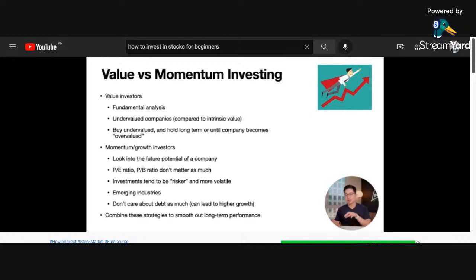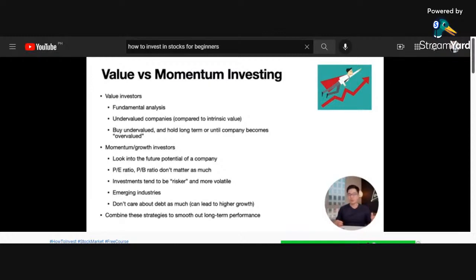On the other hand, you have momentum and growth investors. So these are traders that don't really care so much about all the fundamentals of the company. They don't care if a company could be overvalued in a sense. Rather, they are looking at the future potential of that company. So things like PE ratio, PB ratio, they don't matter as much. These investments tend to be riskier and a little bit more volatile because, since they are overvalued in a sense, there's much more room for them to go up and down. And these types of investors are generally going to prefer investing in these emerging industries. So right now, it's going to be like EV, it's going to be tech, it's going to be all these sectors that, while they are overvalued, have seen a lot of high growth in the last year.